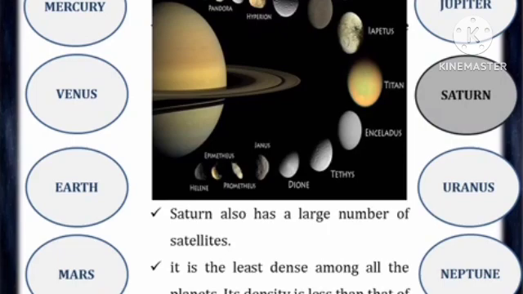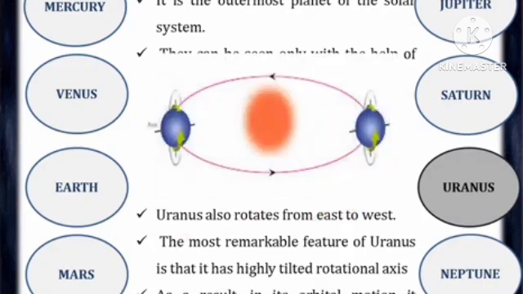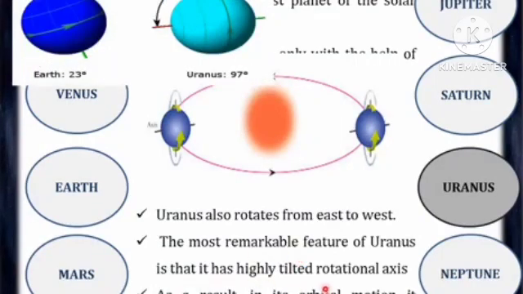Its density is less than that of water. The next planet is Uranus. It is the outermost planet of the solar system, and it can be seen only with the help of large telescopes. Uranus also rotates from east to west, and the most remarkable feature of Uranus is that it has a highly tilted rotational axis. If Earth has a tilt of about 23 degrees, Uranus has a tilt of about 97 degrees. As a result, in its orbital motion, it appears to roll on its side.